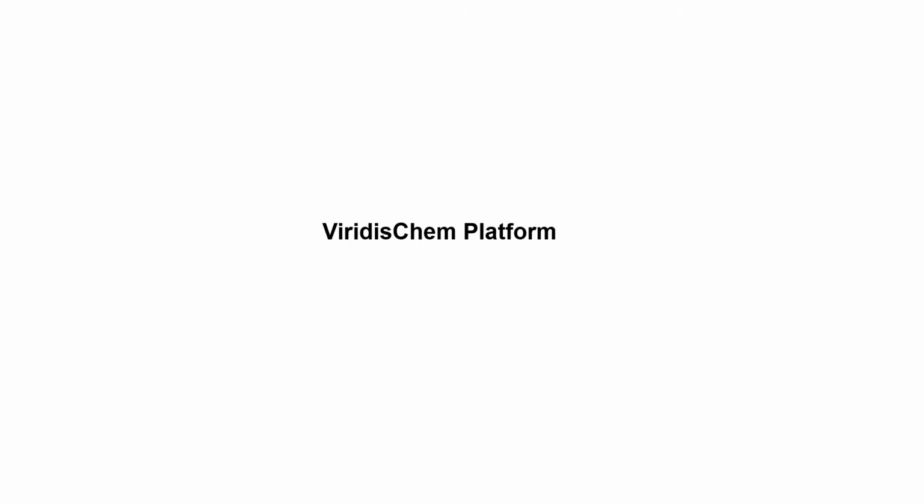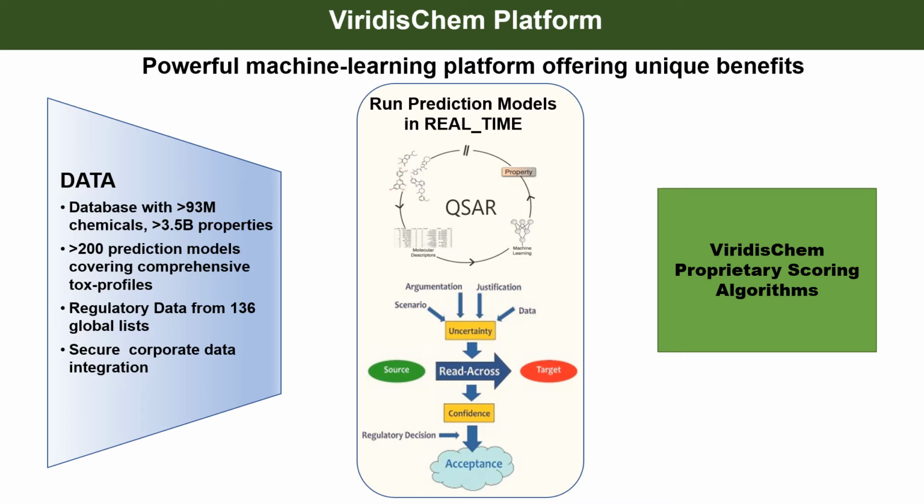Here is the quick overview of our platform. ViridisChem has built one of the largest toxicity databases with 93 million chemicals, 3.5 billion properties. It has incorporated information from more than 200 government and research organizations' databases, 135 global regulatory lists, material data sheets from the reputed manufacturers, research papers, and data obtained from chemical manufacturers. And it has been curating and updating this data using its internal AI-based tools.